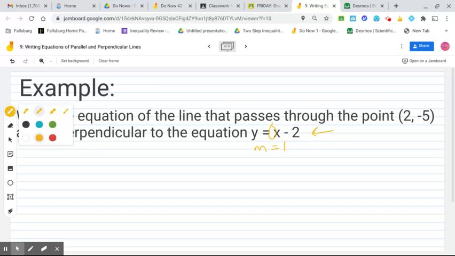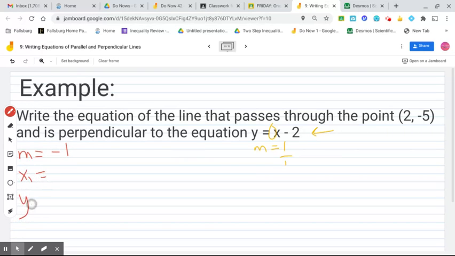Now we have to figure out what the slope is of our perpendicular line. Remember, we want to take this slope and make it the negative reciprocal. So we can say this is 1 over 1. If we flip it, it becomes 1 over 1, right? So it's still 1, but we want to make it negative. So our new slope is negative 1.